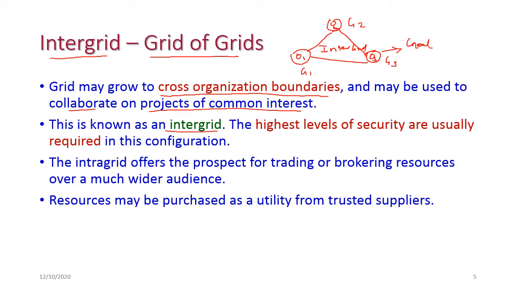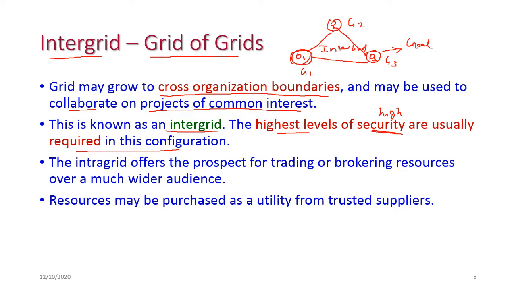The highest levels of security are usually required in this configuration, because the grid is not limited to this particular organization, but more organizations will be involved in the grid, hence the security should be very high. High level security is very much required in this intergrid.